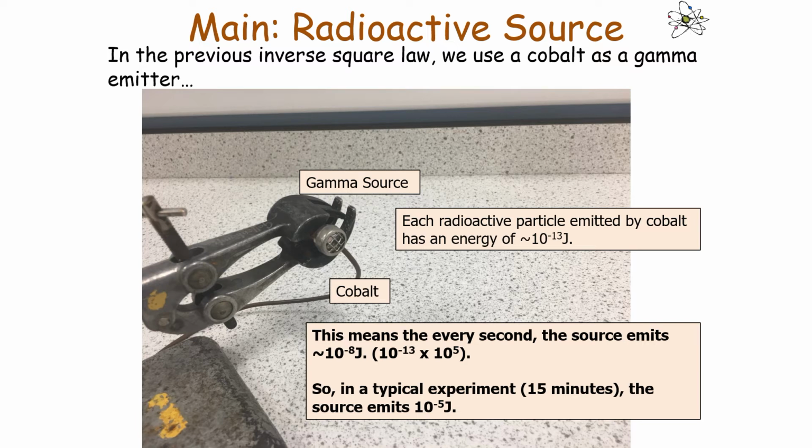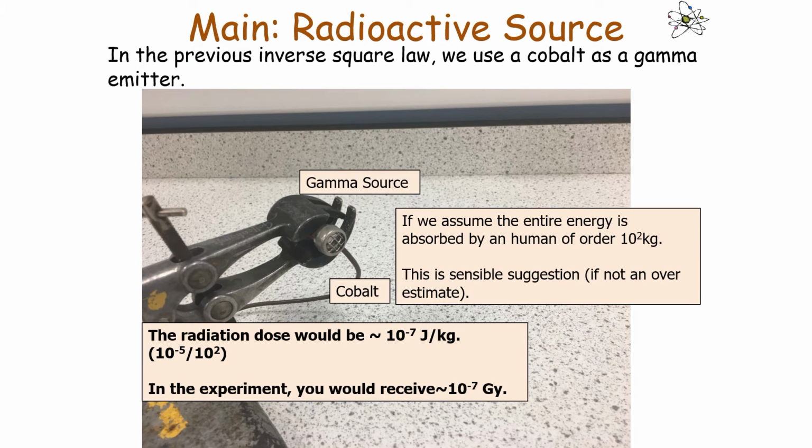So this tells us that in a typical experiment you carry out in school, the source will emit about 10^-5 joules. Now it's important to note that if we assume that the entire energy is absorbed by a human of order of about 10^2 kilograms, about 80 kilograms, okay, that's a sensible suggestion, if not an overestimation, then the radiation dose you would receive is about 10^-7 joules per kilogram, because it would be 10^-5 divided by 10^2. So in that particular experiment you will receive in maximum about 10^-7 grays.